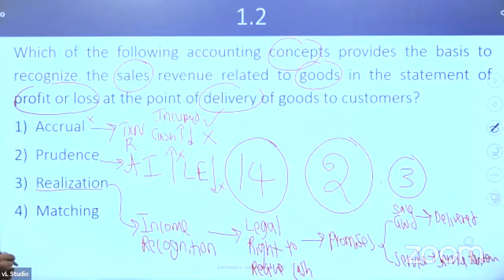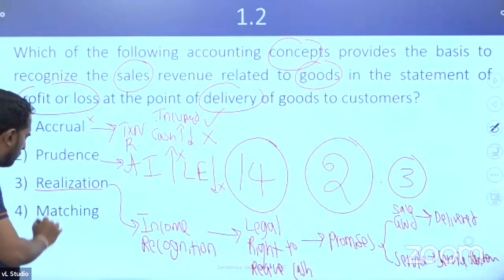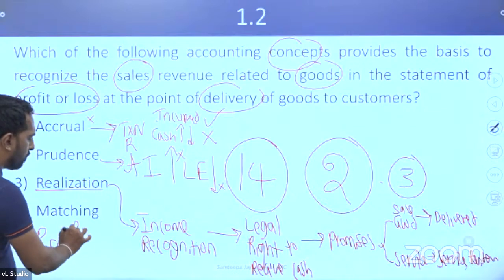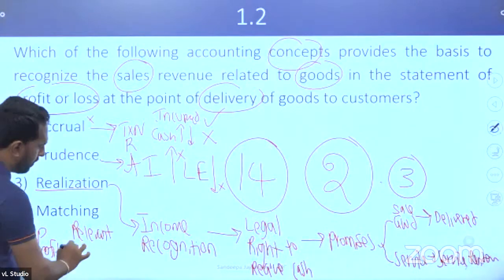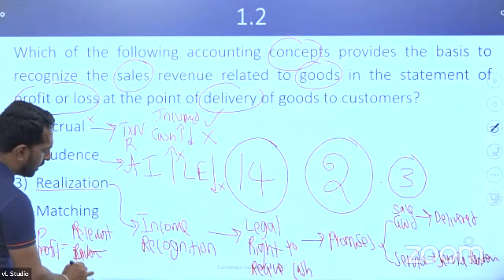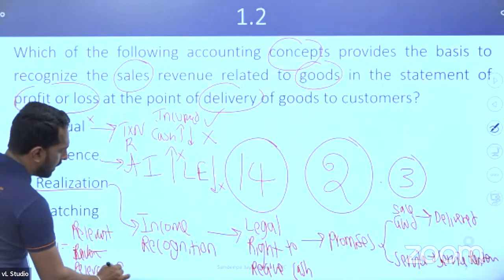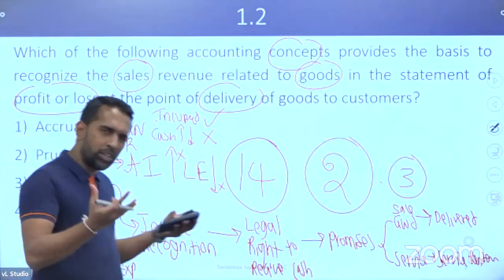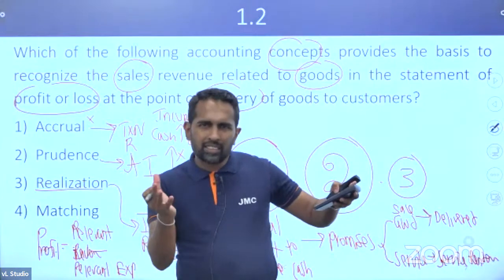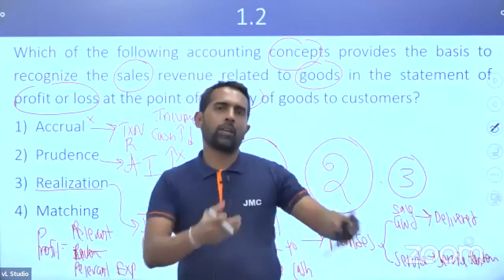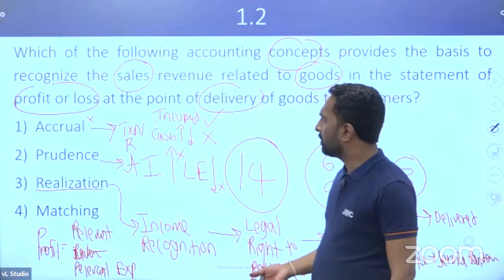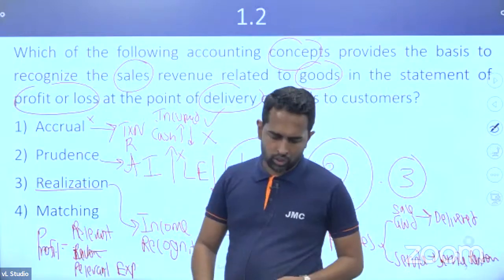So the realization. What does the matching concept say? Matching concept is particularly relevant to the profit line. It says when you are calculating the profit, from the relevant income you need to deduct the relevant expenses. You need to match the income and the expenses when you are calculating the profit. When you are generating an income, if there are certain expenses you incurred, you need to match them and calculate the profit for that income. That is what is said in the matching concept. So basically the answer is realization.